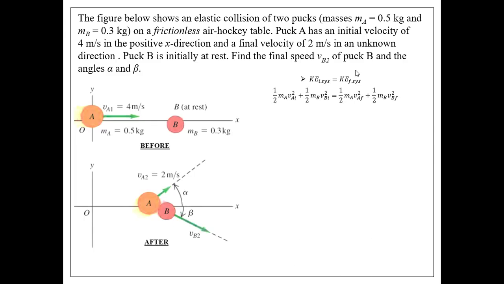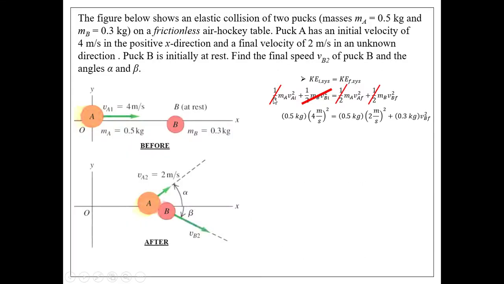So I'm just going to go ahead and set this up. I'm going to write 1/2 MA VAi squared plus 1/2 MB VBi squared, and that's going to equal on the right side 1/2 MA VAf squared plus 1/2 MB VBf squared. However, I can just cross some stuff out. I'm going to cross the 1/2 out of all these terms because it's redundant to multiply everything by half. I'm also going to cross out the kinetic energy of puck B initially because it wasn't moving, so it doesn't have any kinetic energy. Just clean up a little bit.